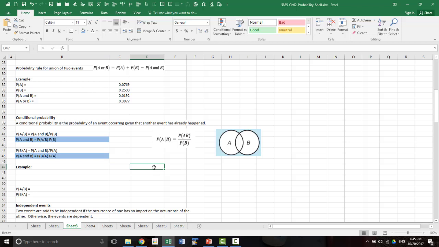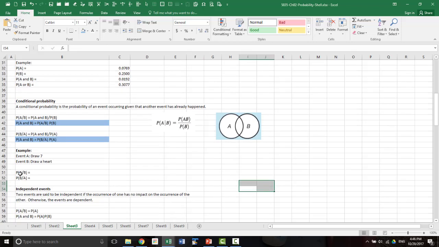Okay, let's look at an example now. Say event A is draw a 7, and event B is draw a heart. Now what is the probability of A given B? Given that it is a heart, what is the probability that it is a 7? Given it is a heart, there are 13 hearts in the deck, and of those 13 heart cards, there is only one 7. So 1 over 13 should be the answer.